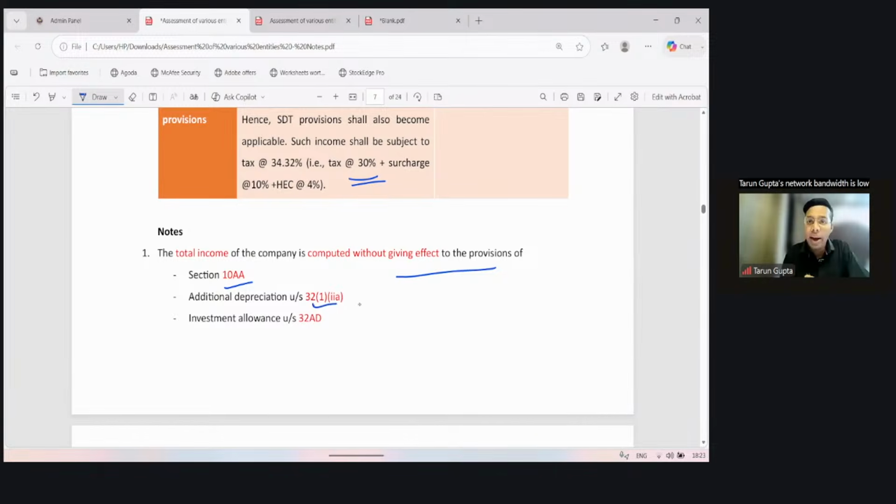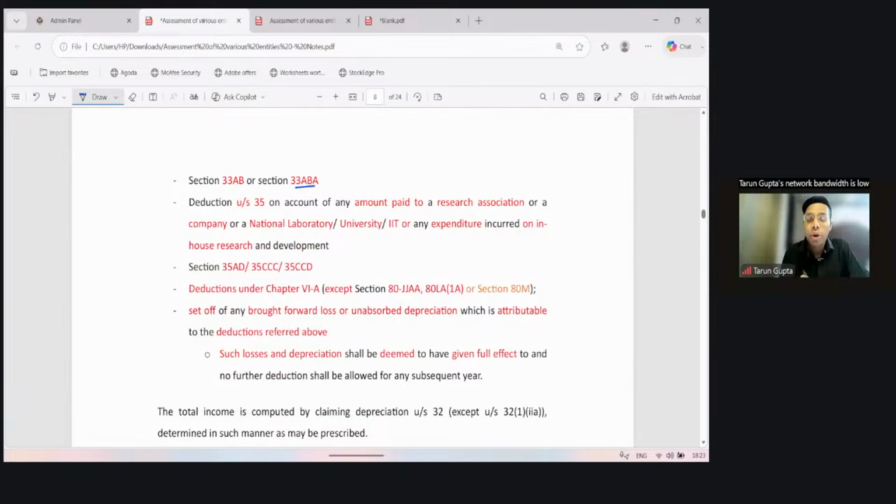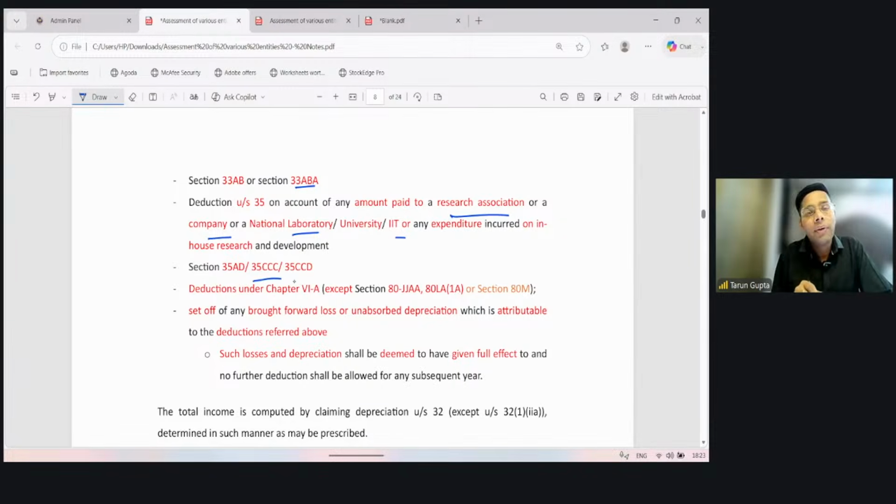and 33AB. Then scientific donations given to any research association, company, national laboratory, university, IIT, or any expenditure in respect of in-house research and development. So under section 35, the amount paid to outside entities or in respect of in-house research is not allowed. Then section 35AD, 35CCD.